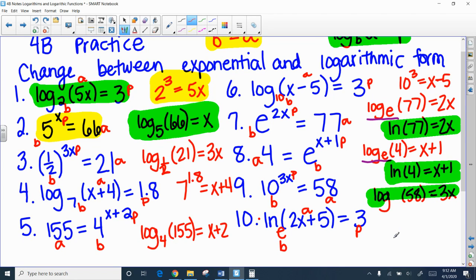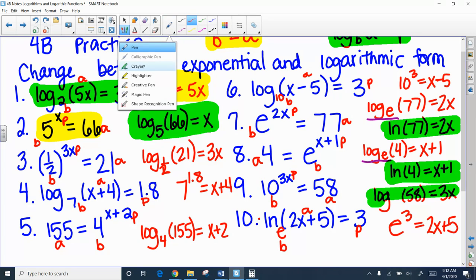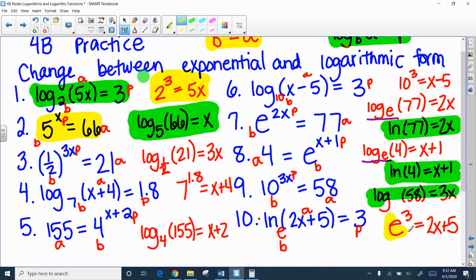So when I rewrite it, it's in log form, so I have to change it to exponential form, which is going to be a base of e to the third power equals 2x plus 5. So that one, I'm rewriting it in b to the p power equals a.